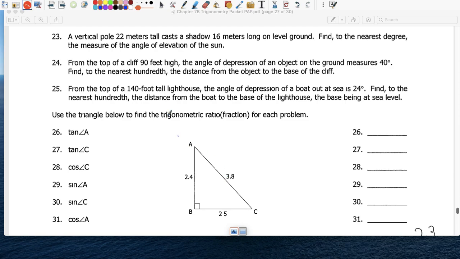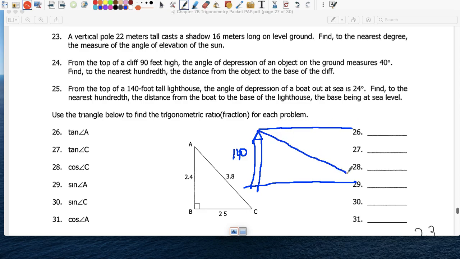Last question, 25. On top of a lighthouse, so here's your lighthouse. It's 140 feet tall, the angle of depression. Again, remember, draw a horizontal line and then draw the angle of depression. So this is the angle of depression, and that's 24. This is the sea, so let me write a little wavy thing. Find to the nearest 100 the distance from the boat. Oh, there's a boat here. Sorry, I didn't see a boat. Here's the boat. Find the distance from the boat to the base of the lighthouse.